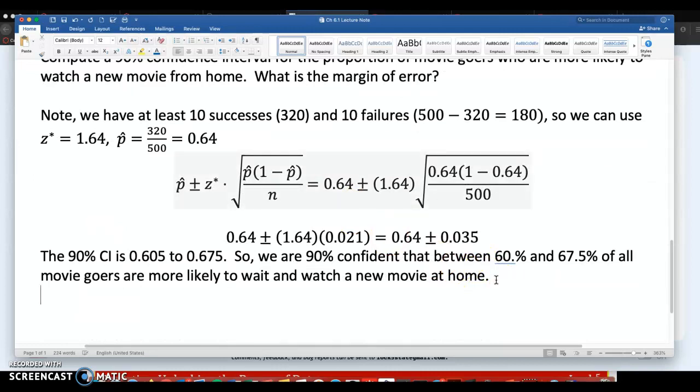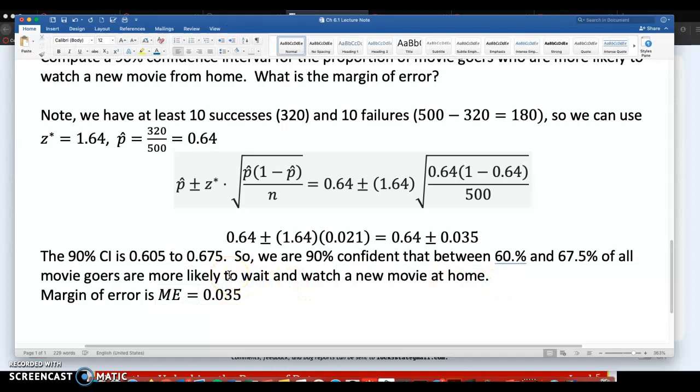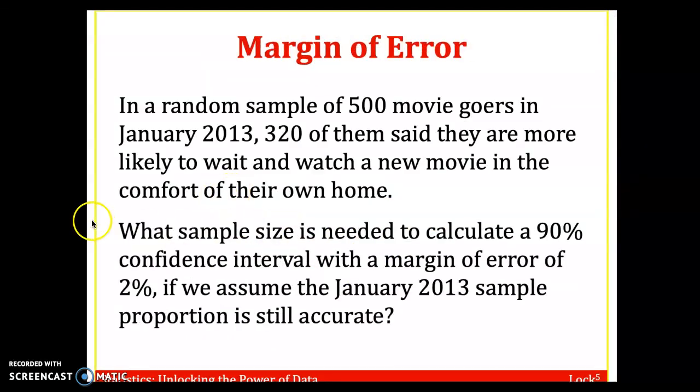So for the confidence interval, I want to notice that the margin of error is this 0.035. Here we have our margin of error. Okay, so I went through and calculated the confidence interval and highlighted this margin of error. The reason I wanted to highlight it, if we go back here, suppose we take the sample, and suppose we want to create a 90% confidence interval, but we want to be within a 2% margin of error. And we assume the January 2013 sample proportion is still accurate.